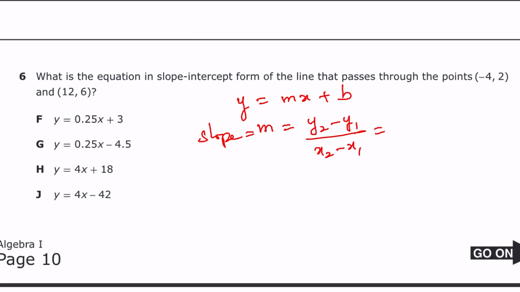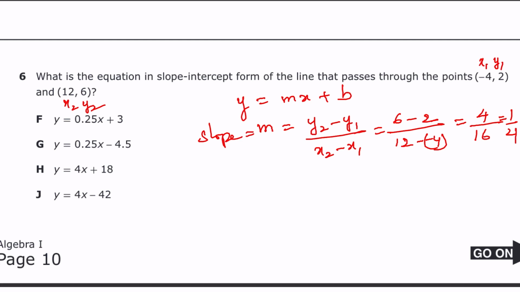So what is y2 over here? You can take this as x1 y1, this as x2 y2. So y2 minus y1 means 6 minus 2 divided by 12 minus of minus 4, which is equal to 4 by 16, which is equal to 1 by 4. So now you got 1 by 4, which is equal to 0.25. So now it can be between F and G. We can see over here, because 0.25 is there for both, and it's positive for both of them.